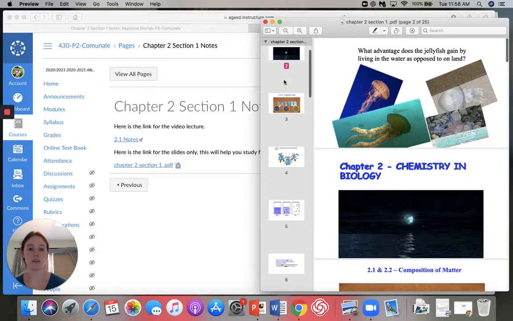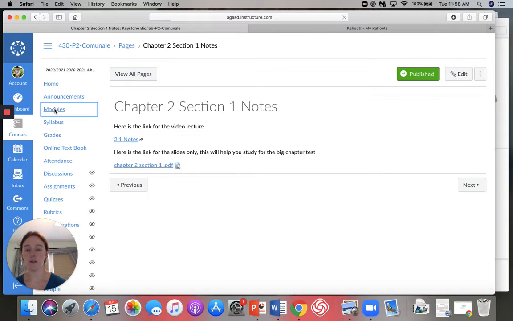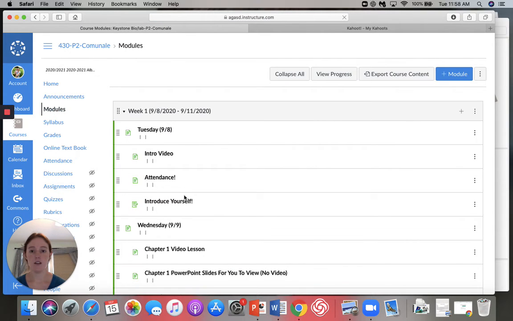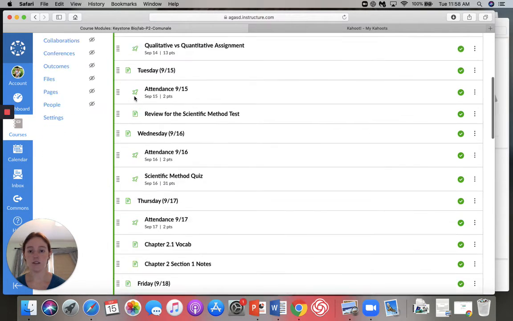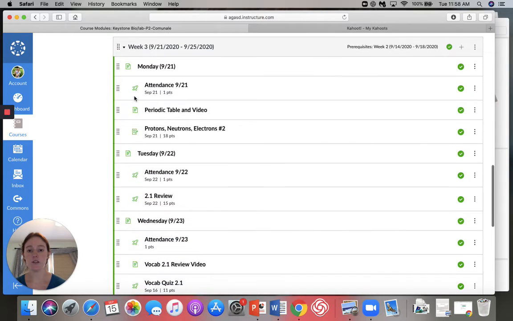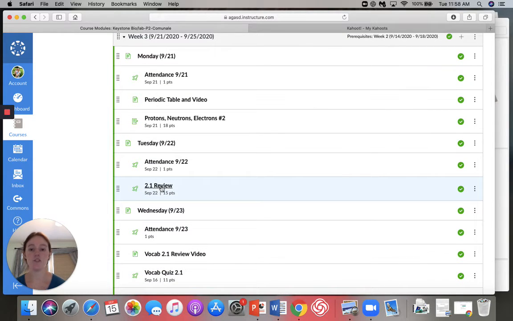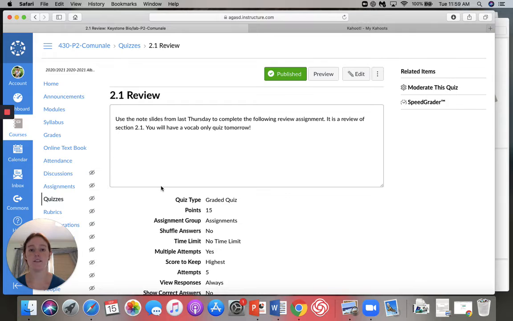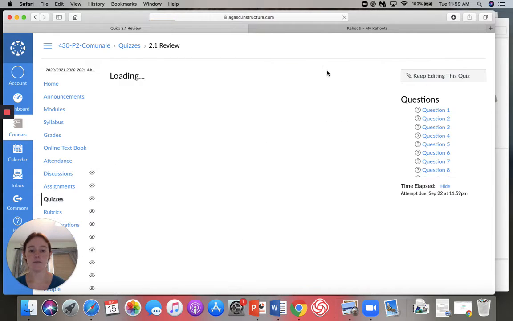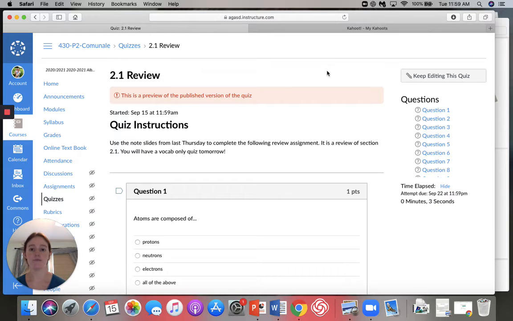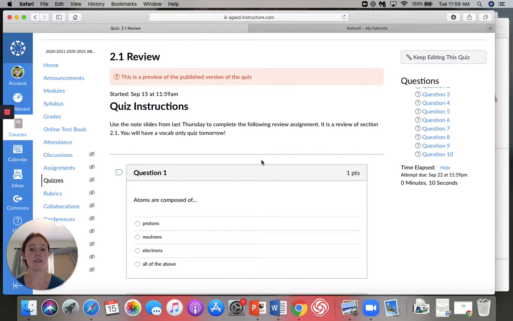So I'm going to make that a little smaller, and I'm going to go back over to modules. And now I'm going to scroll on down to where we are in Week 3, right here. 2.1 review. Click on that assignment, and then you'll click Preview. Okay, so there are 10 questions on this review assignment, and we do these in class too, just again to refamiliarize yourself with what we talked about.